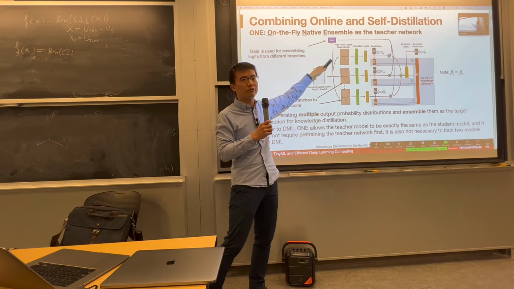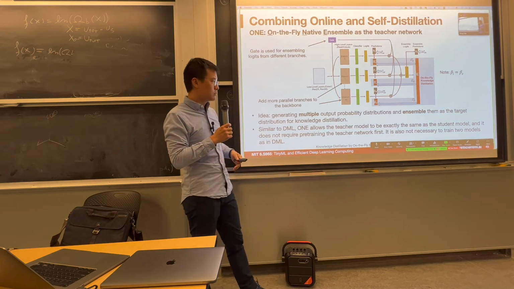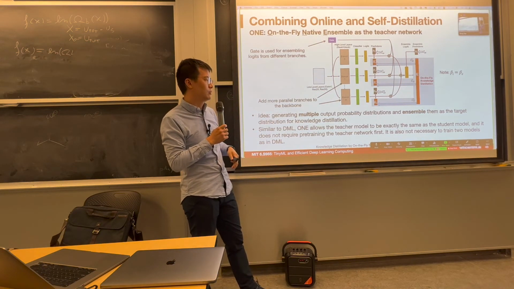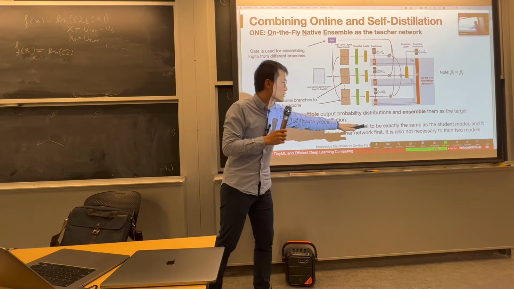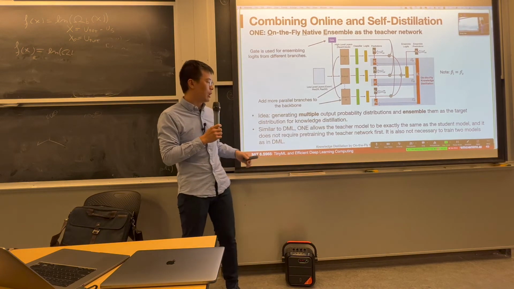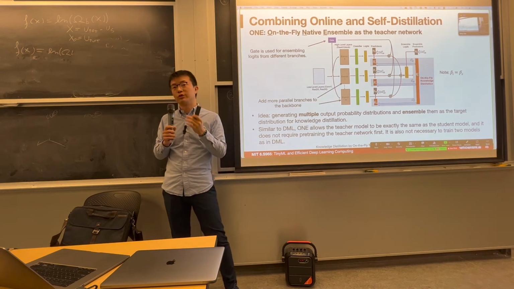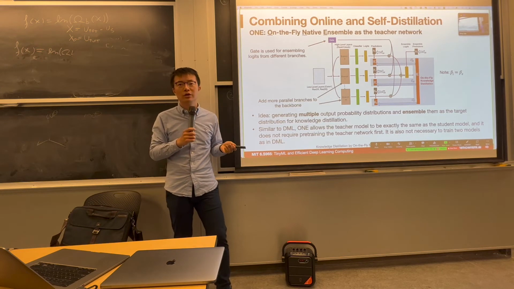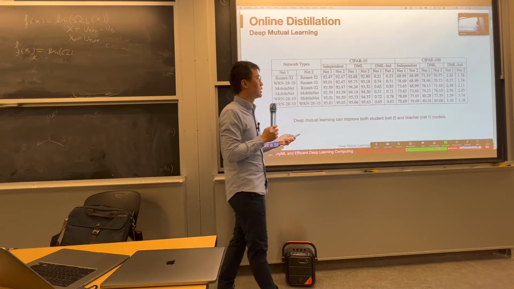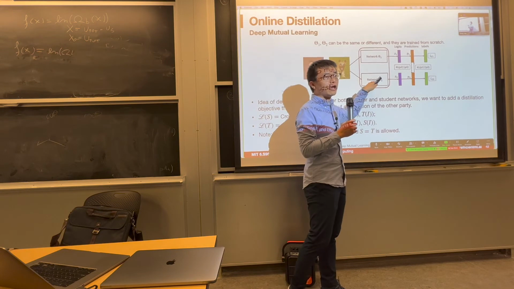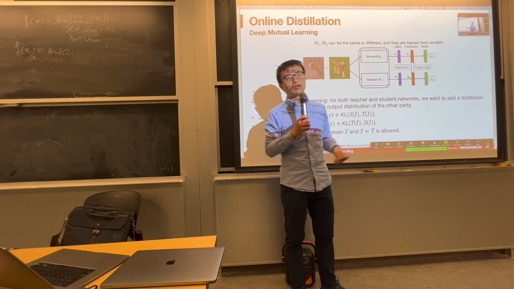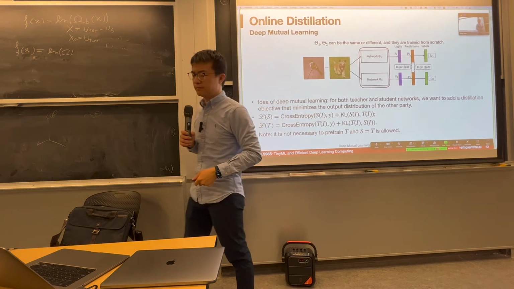This is basically learning from myself on the fly. It's also not necessary to train two models as in deep mutual learning. We are just learning one single model, rather than in deep mutual learning, where even if we want to just obtain one model, we have to train two models in parallel, right?